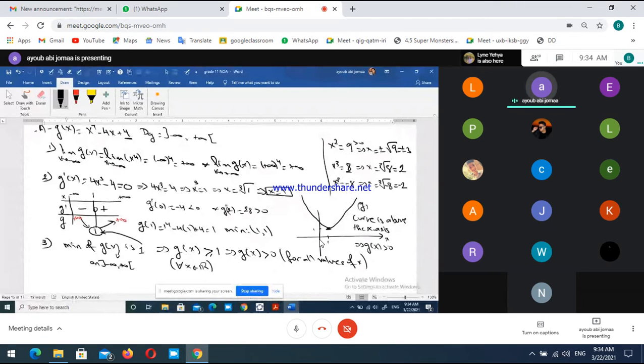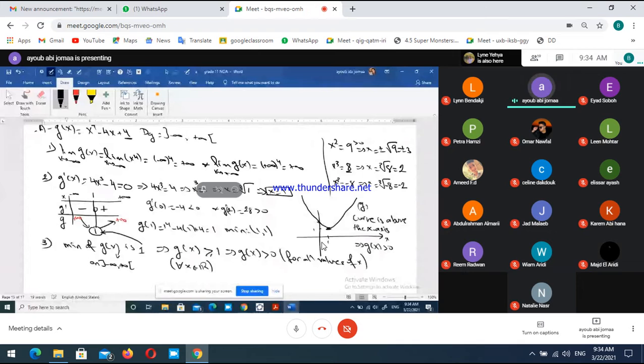You find g of 0. At this point, x equals 0. We find g of 0. G of 0 is equal to 4. So this point has coordinates (0, 4). That is the y-intercept. To find the y-intercept, you replace x by 0 and you find g of 0 or f of 0, whatever you have. You find the coordinates.